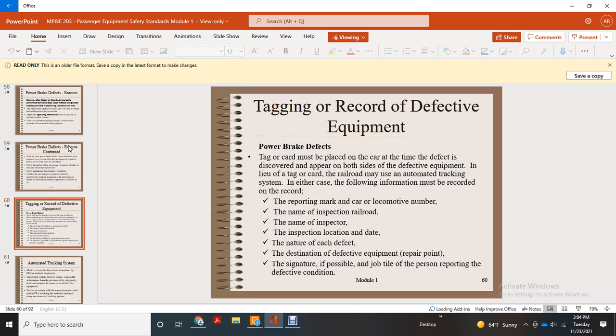Tagging of defective equipment, power brake defects. A tag or card must be placed on the car at the time the defect is discovered, applied to both sides of the defective equipment. In lieu of the tag or card, the railroad may use the automated tracking system. In either case, the following information must be recorded: the reporting mark and car or locomotive number, the name of the inspecting railroad, the name of the inspector, the inspection location, the date, the nature of each defect, the destination of the defective equipment, the repair point, and the signature, if possible, and job title of the person reporting the defective condition.